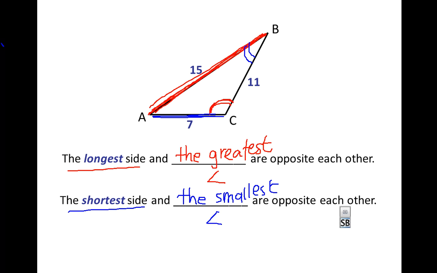So I can now make this statement here. I can say that the measure of angle B will be less than, because remember that's the smallest angle in the triangle, will be less than the measure of angle A, which will be less than the measure of angle C. Remember, we concluded that angle C is the greatest angle because it's opposite the longest side.